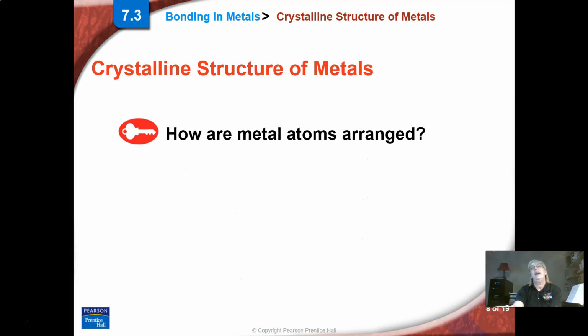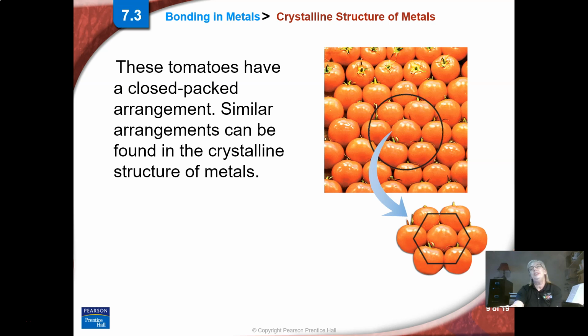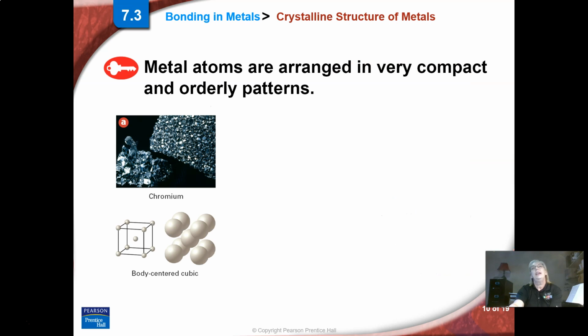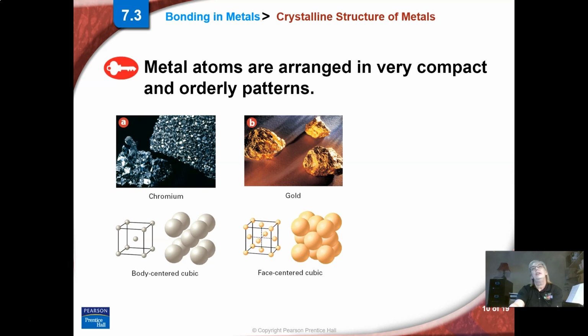So how are metal atoms arranged? They're arranged in a close packed structure like this, and they're a crystalline kind of structure. And they're in very orderly, compact patterns. So chromium has this kind of body-centered cubic pattern. Gold is in a face-centered cubic.